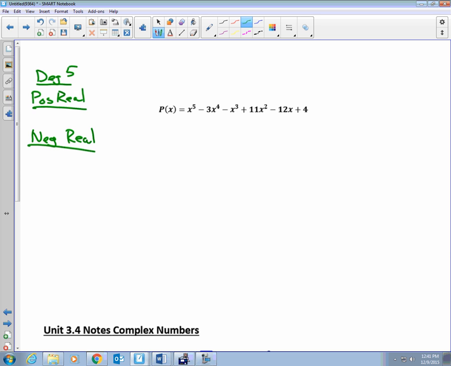There are 4. If you start with the x to the 5th, that's positive, then a negative, negative to positive, positive to negative, negative to positive. So that's a total of 4. Therefore, you have 4 or 0. So it might have 4 positive real solutions, but it might also have some complex or imaginary solutions. If it has complex imaginary solutions, then those come in pairs, so we reduce it by 2 each time. So it could have 2 of them, it could have 4 of them.